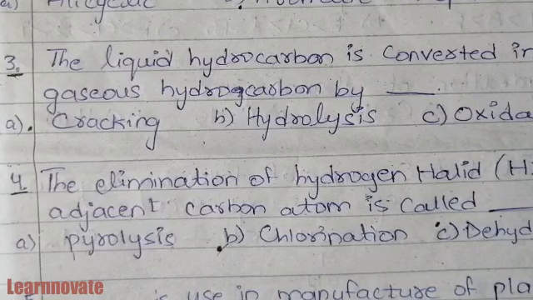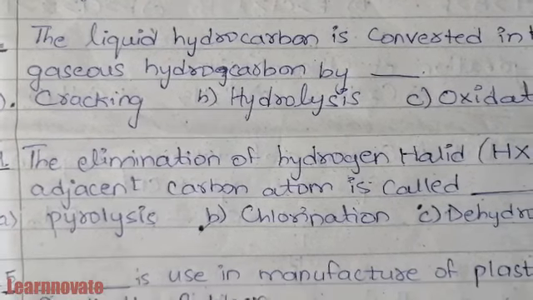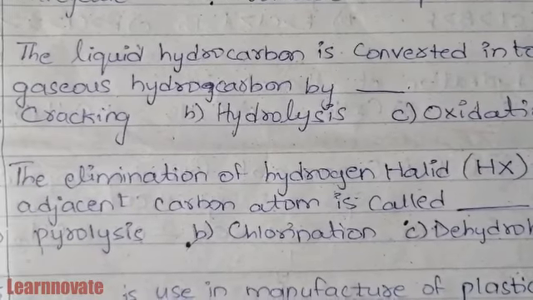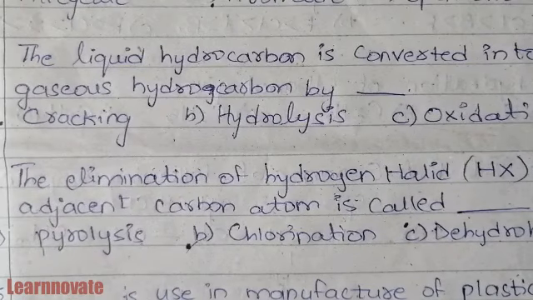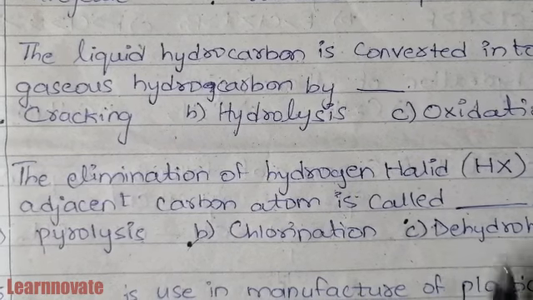Question number 4 says the elimination of hydrogen halide from the adjacent carbon atom is called dash. A, pyrolysis, B, chlorination and C, dehydrohalogenation. When you remove a hydrogen halide group from the carbon atom, this process is called dehydrohalogenation. As the name suggests, de means to remove, and hydrohalogenation means hydrogen and halogen are removed from the adjacent carbon. So option C for question number 4 is correct.